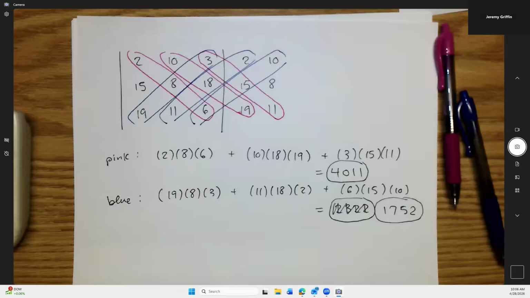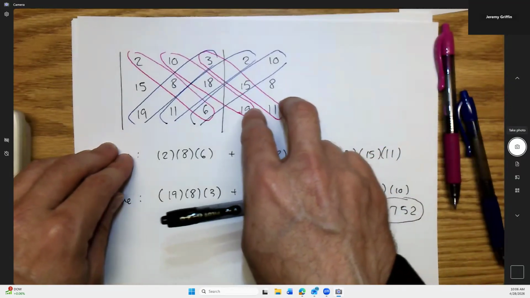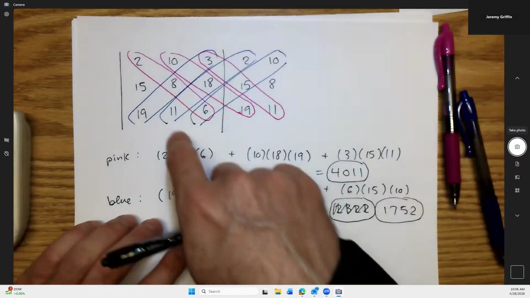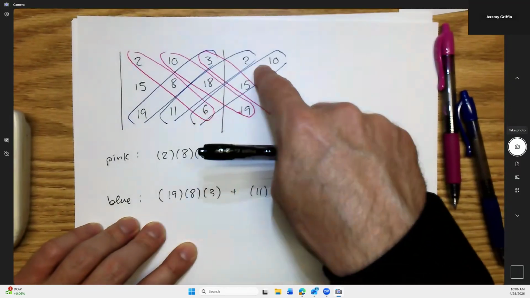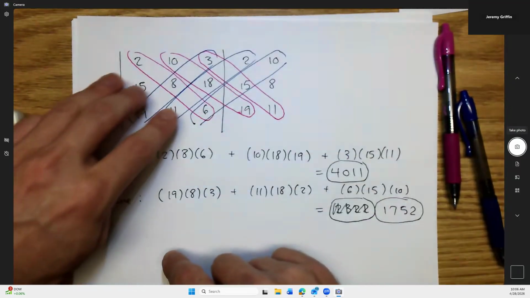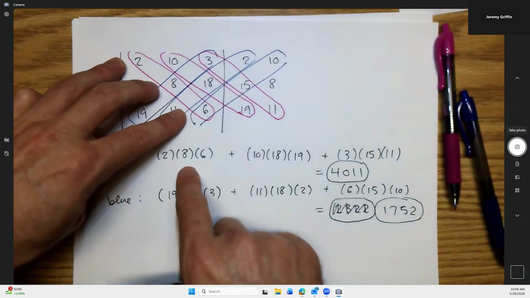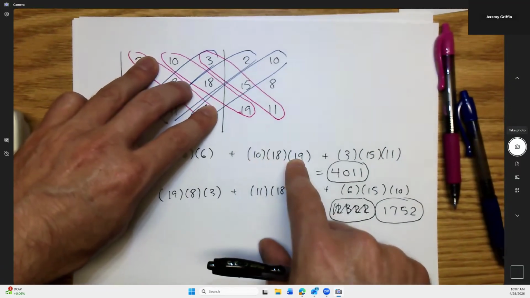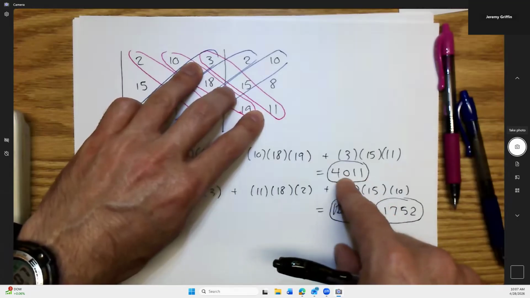Okay. So this is where I showed you there are different methods you could use to take the determinant of a 3 by 3. Now put focus on this method where they took the first 2 columns and copy pasted them out here, and then you look at the diagonals. I have these diagonals circled in pink, these circled in blue. Then I multiply each triplet of numbers and add those together. So you got 2 times 8 times 6, 10 times 18 times 19, 3 times 15 times 11. I got 4,011 from those pink diagonals.